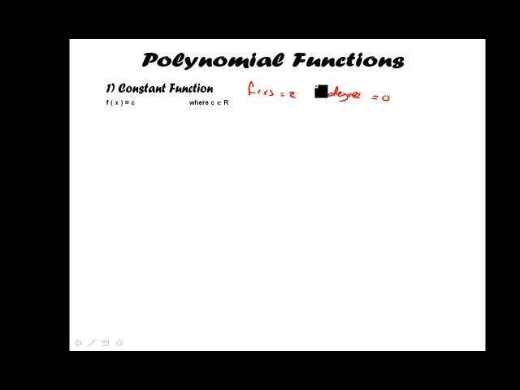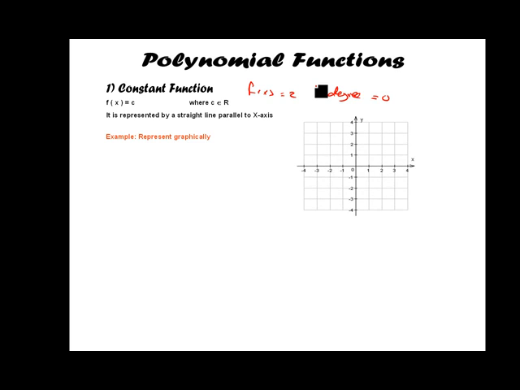How can we draw a constant function? We have something like this on first term. The constant function is represented by a straight line parallel to x-axis. You remember something like this, f of x equals 3. This example is booklet page 6. So please now open your booklet, page 6. How can we draw f of x equals 3?